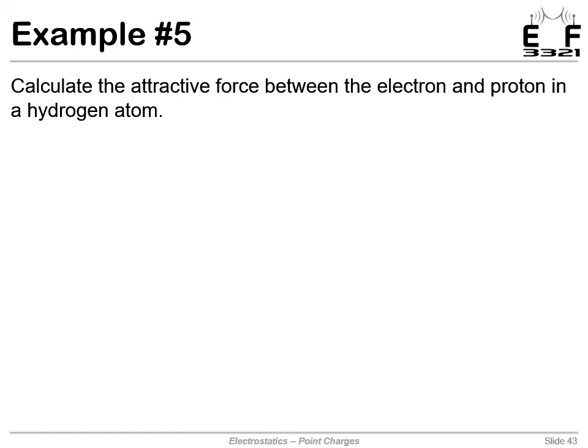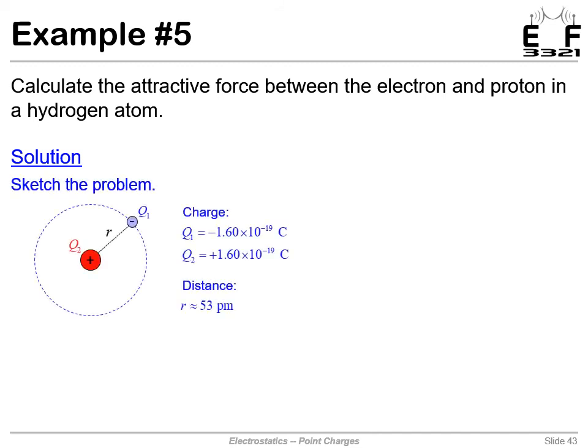Let's do another example. What is the attractive force between the electron and proton in a hydrogen atom? So here's the solution. We'll always start off by sketching the problem. A real simple sketch of an atom: we have a nucleus with a positive charge, we have an electron with a negative charge, and there's some radius separating those two. We know the charge of the electron and proton. They have the same charge, just opposite sign. And I looked up the radius of a hydrogen atom on the internet, and it was about 53 picometers. So that's close enough for us.